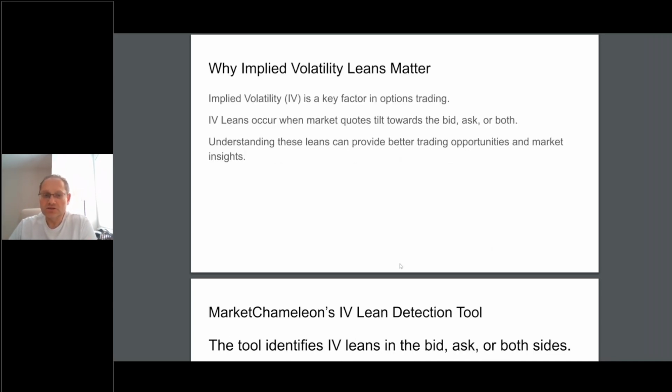implied volatility lean and why it matters. Let's just start out. What is an implied volatility? It's a key factor in options trading, and it's a way for traders to really compare option prices on a relative basis. Because if we look at option prices, we have different options. We have different strikes. We have different expirations. We have calls. We have puts. We have bids. We have offers. And how do you compare those to each other on a relative basis?